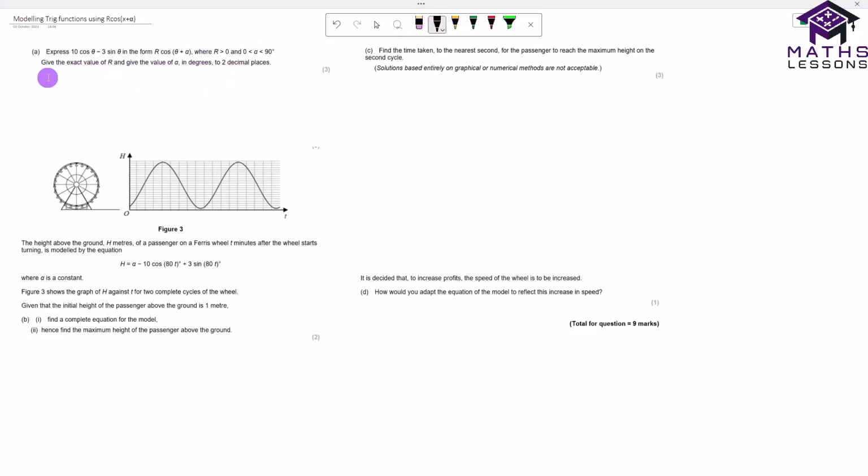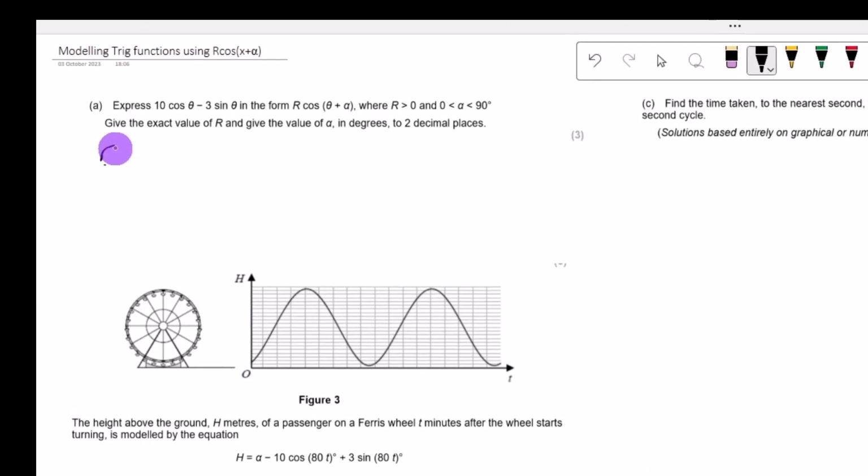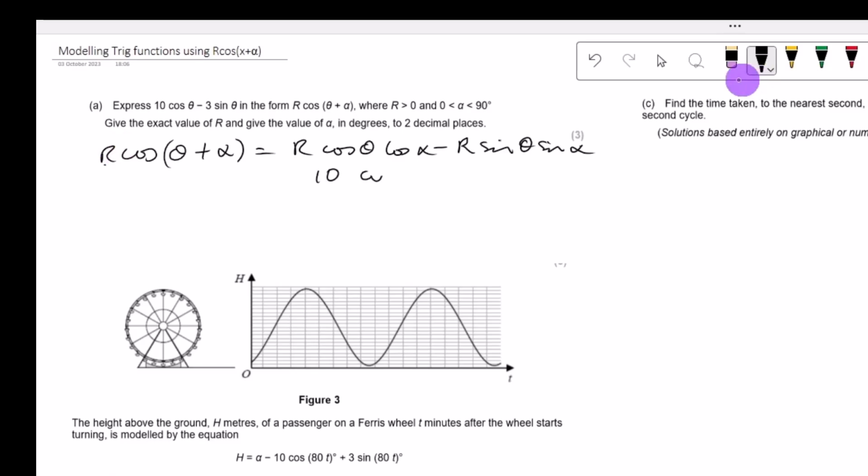So the first thing to realise is we're going to be expanding R cos(theta + alpha), and when we expand that, we get R cos theta cos alpha, and we get minus R sin theta sin alpha. Now if we compare that to the expression we have, 10 cos theta minus 3 sin theta, what we can see is we've got the cos bit here which matches with here, and we've got the sine bit here which matches with here.